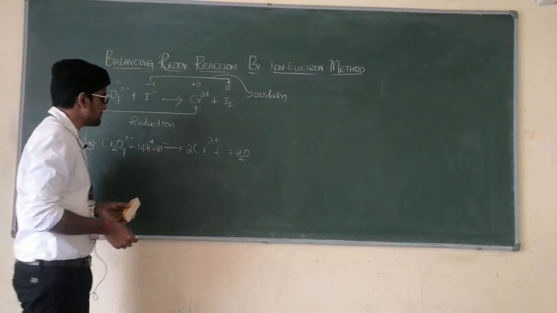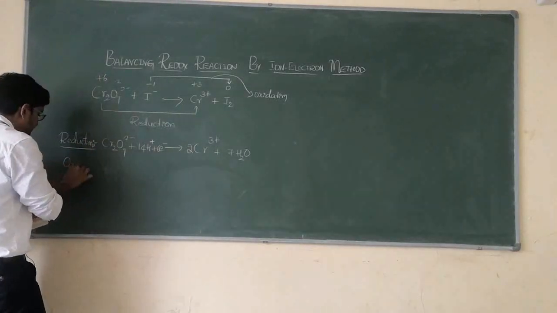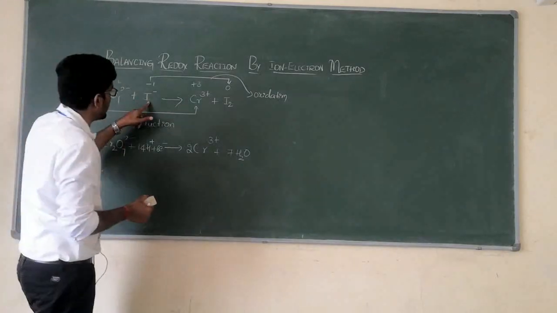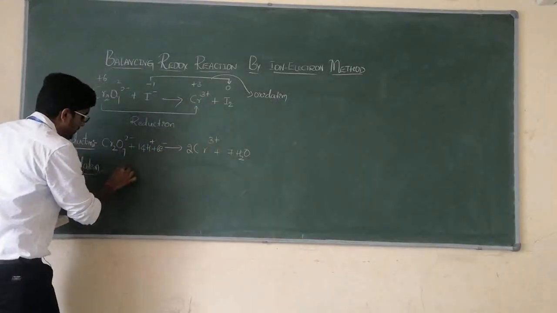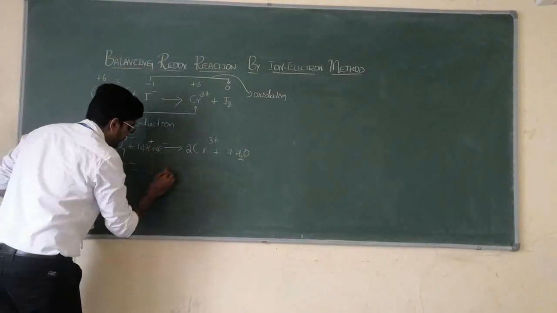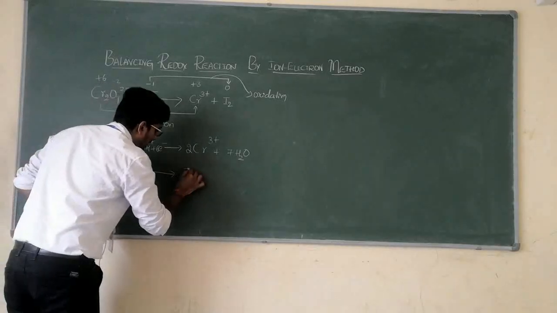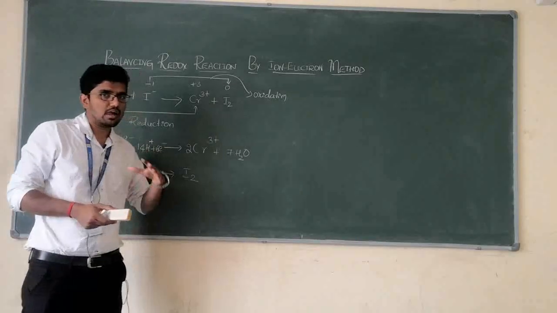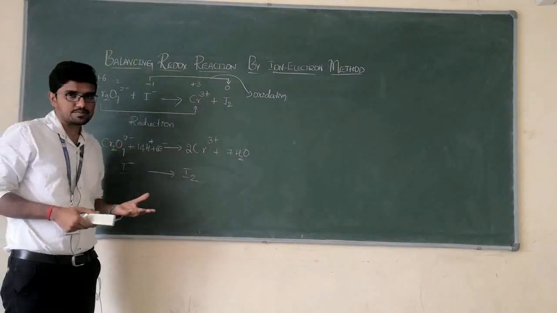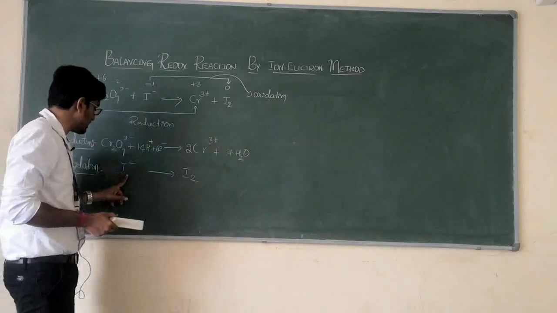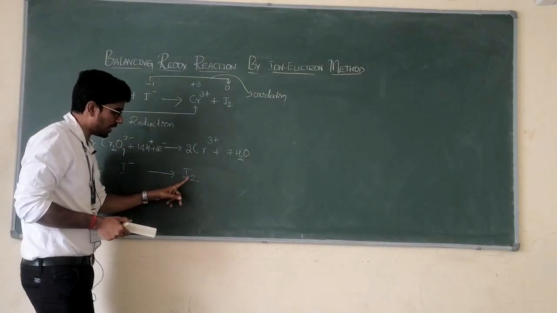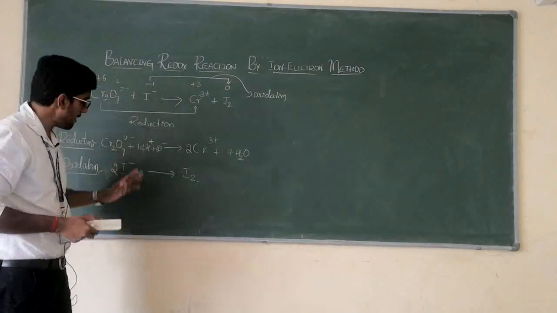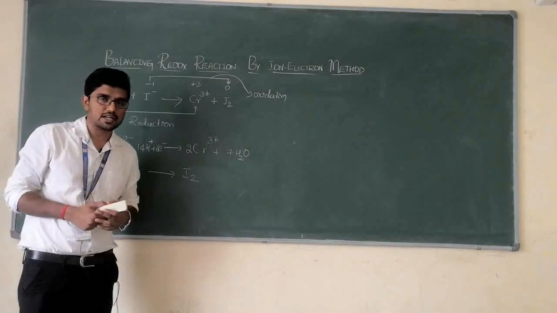Now let us balance the oxidation half reaction. What is the oxidation half reaction? I- forming I2. First balance atoms other than oxygen and hydrogen. Here you can see iodine: there are two iodines on the right hand side and only one on the left. So let us balance iodine by putting 2 on the left hand side. We don't have any oxygen or hydrogen to balance, so now it is balanced.